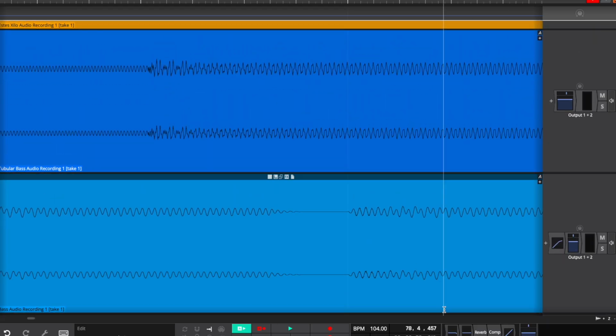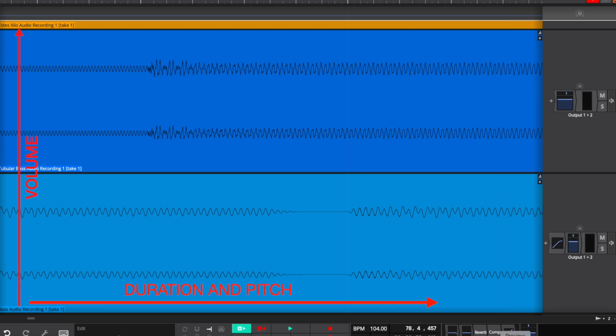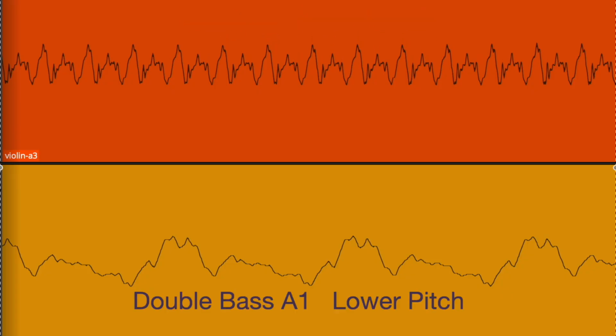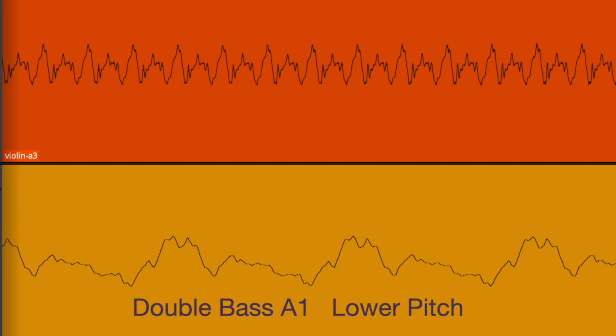In these graphics, the vertical plane shows the volume and the horizontal plane shows the duration and pitch. In a relative way, the wider the wave, the louder it's going to sound, and the more narrow, the more quiet. Also, in the graphic we can see that the more cycles per second, the higher the pitch, and the less cycles per second, the lower the pitch.